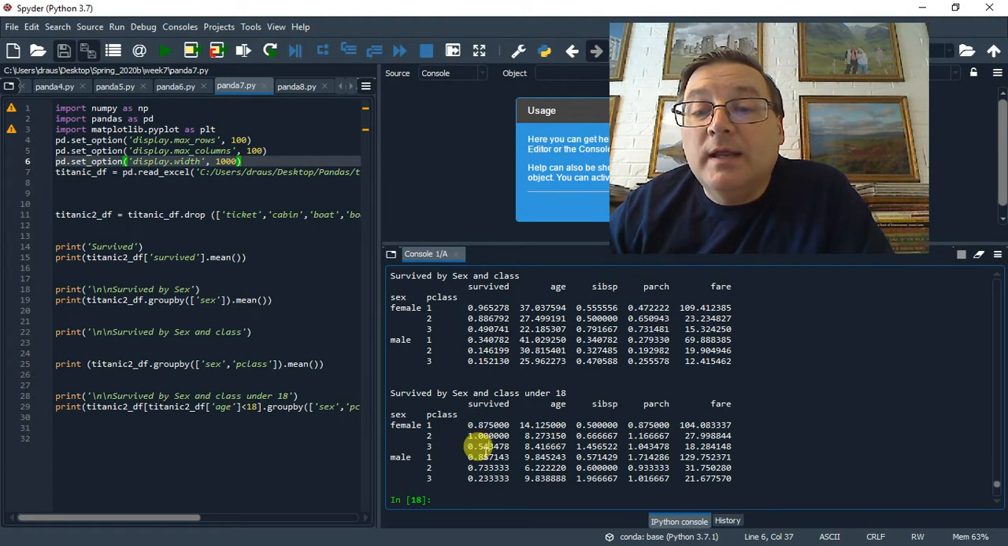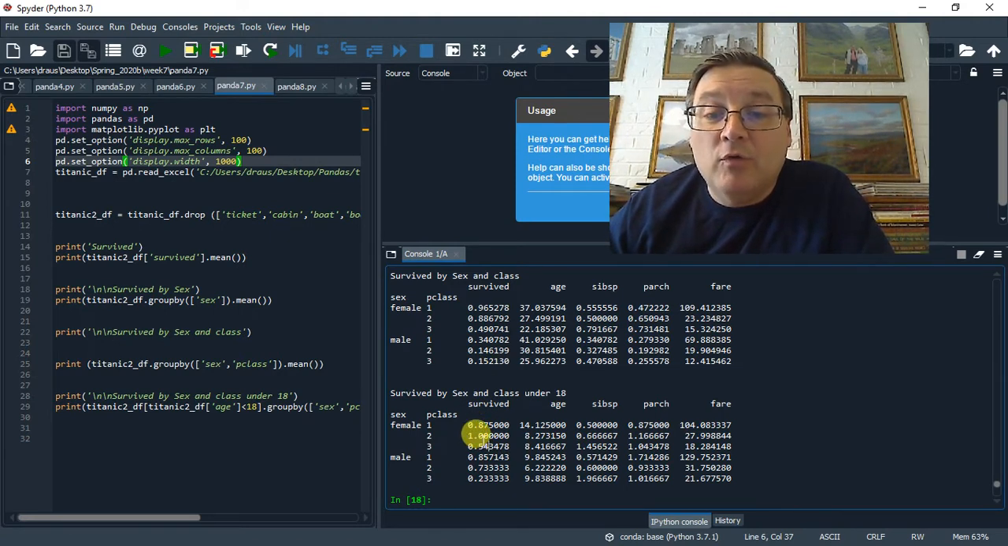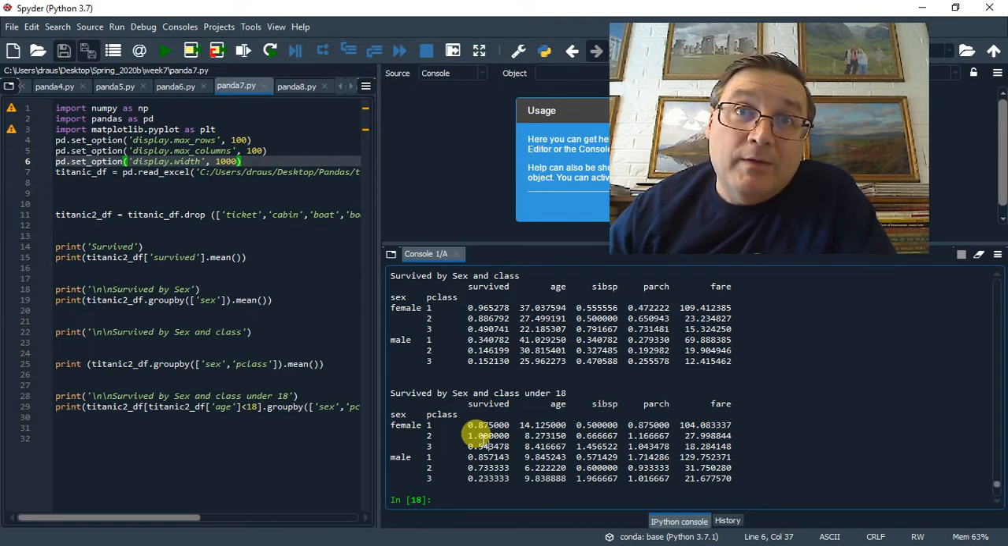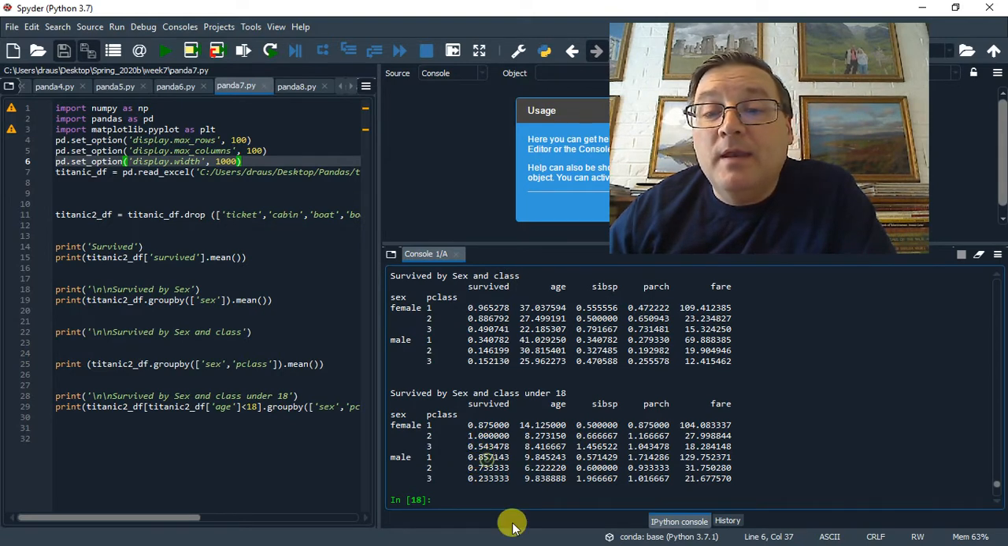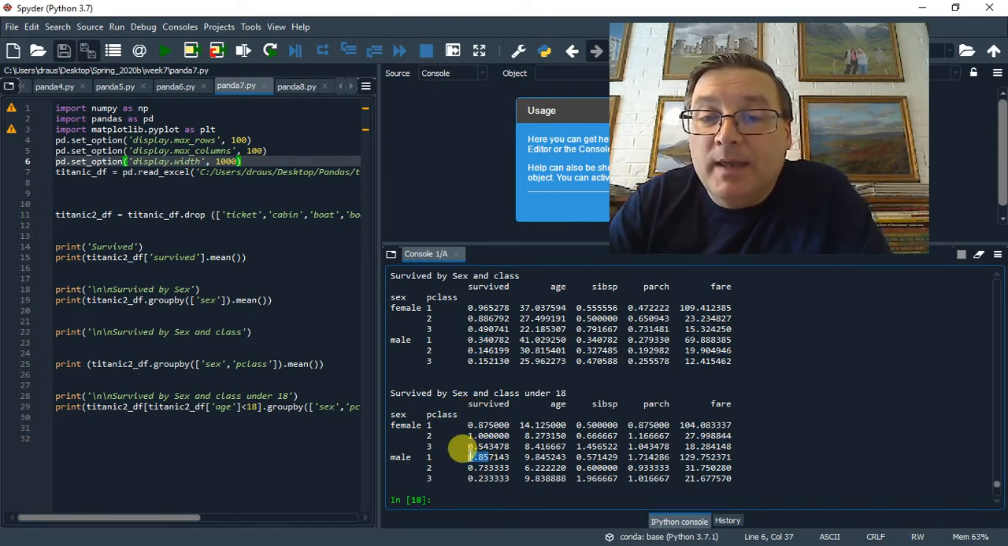And so clearly, it does look like younger people were given priority to survive, or they were just stronger and could survive being dunked into icy cold water. And the same thing with the men. We have 34% of first class men survived overall, but 85% of first class men who were under 18 survived.